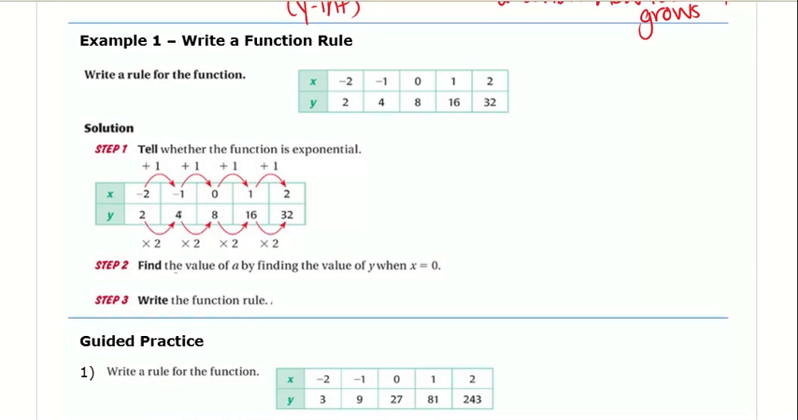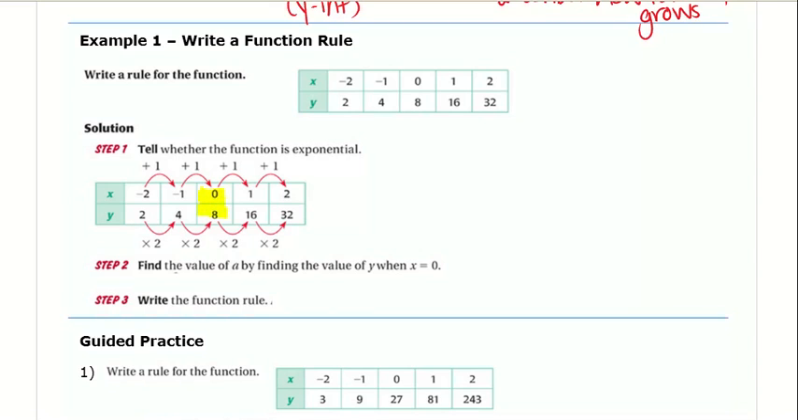2 plus 2 would be 4, 4 plus 2 is 6, and not 8. So we know we're not adding the same number each time. So now we would go through and check to see if we're multiplying the same number each time. And you can see, yes, we are. We are multiplying by 2 as we go across our chart. So we know what power we are dealing with.